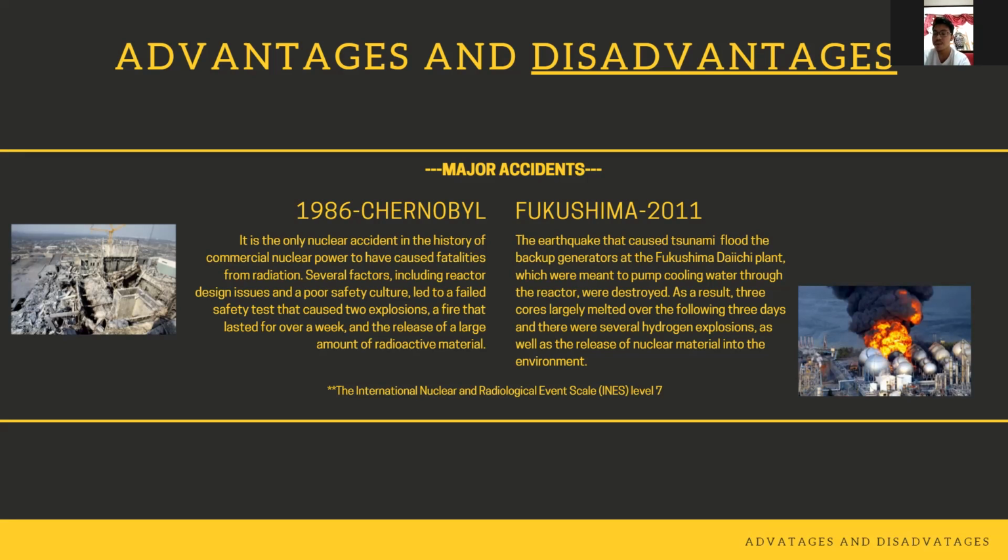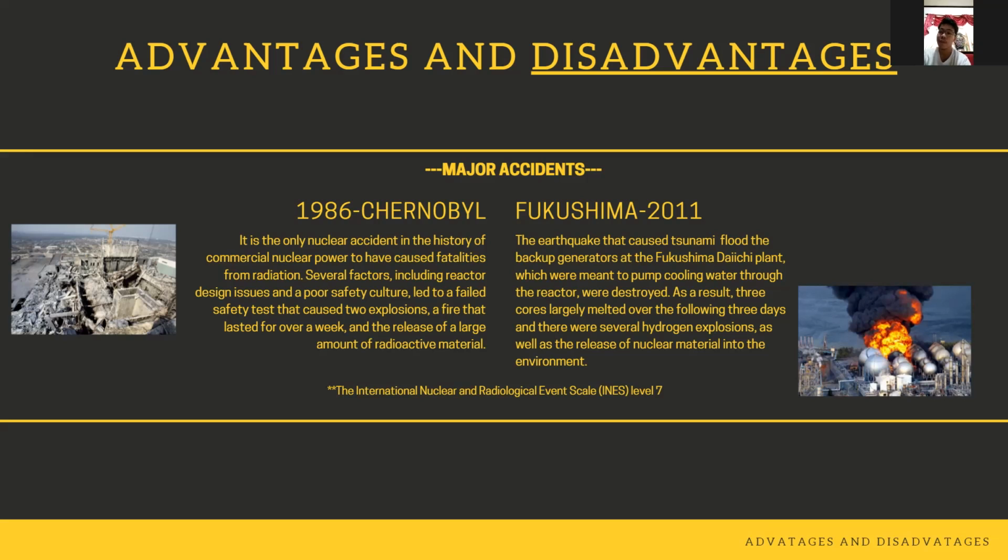And next is Fukushima in 2011. The earthquake caused a tsunami flood, and the backup generators at the Fukushima Daiichi plant, which were meant to pump cooling water through the reactor, were destroyed. As a result, three cores largely melted over the following 3 days, and there were several hydrogen explosions, as well as the release of nuclear material into the environment.